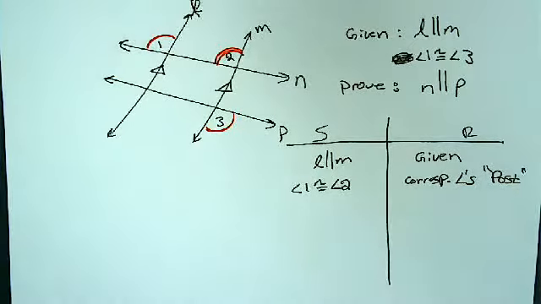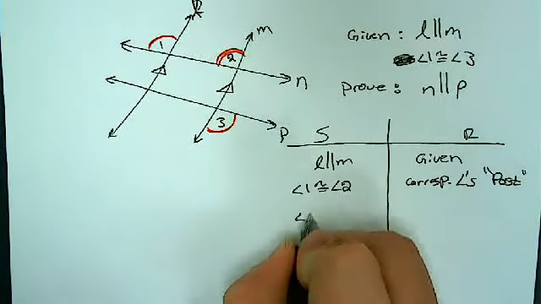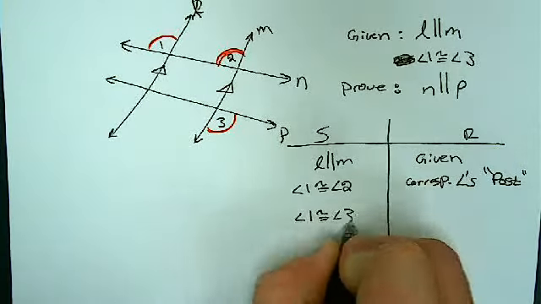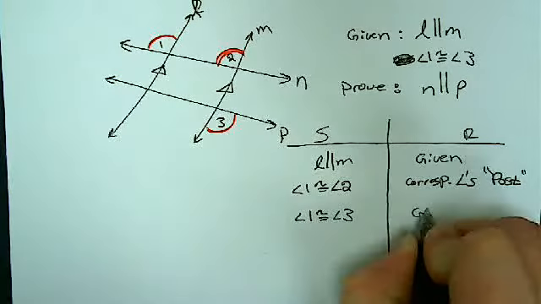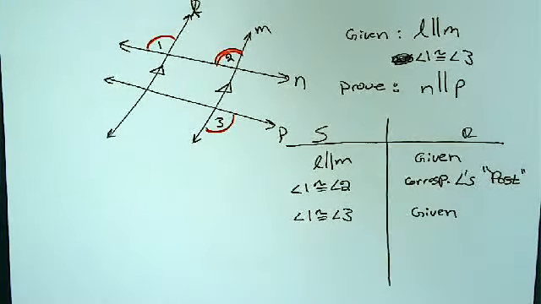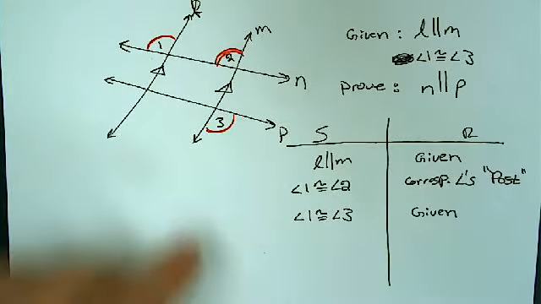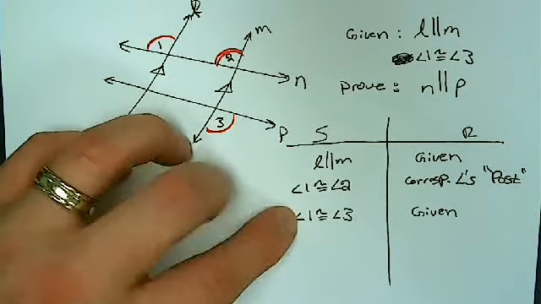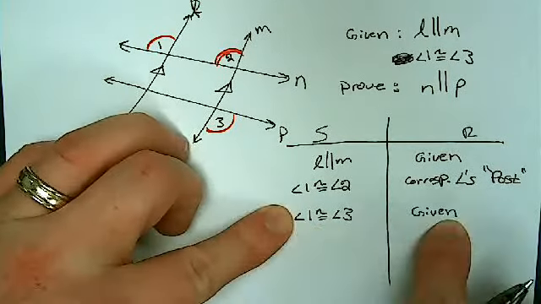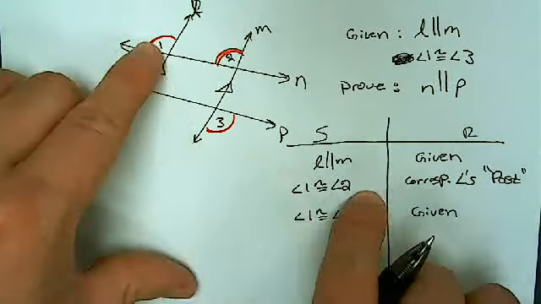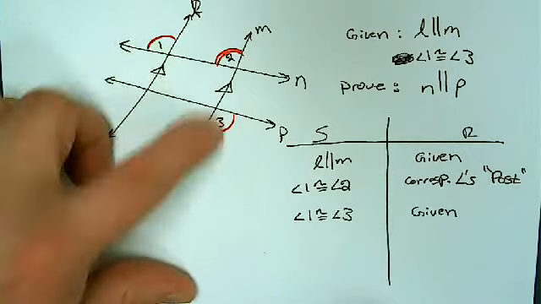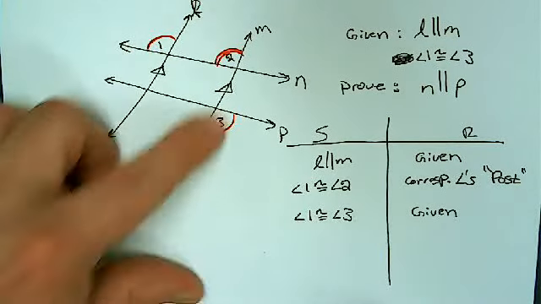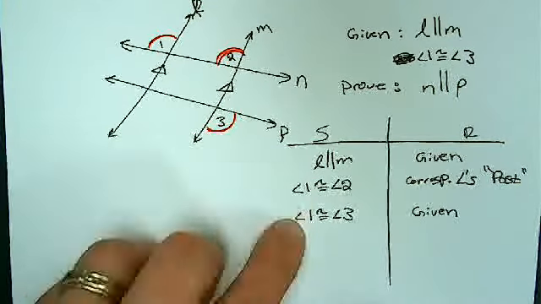Now I'll write my other given down. And that was that angle 1 is congruent to angle 3. Given. And then we just talked about the idea that if this is true, and this is true, or as I've marked it, 1, 2, and 3 all have the same number of marks, therefore they're all the same. Or I can use transitive to combine those.